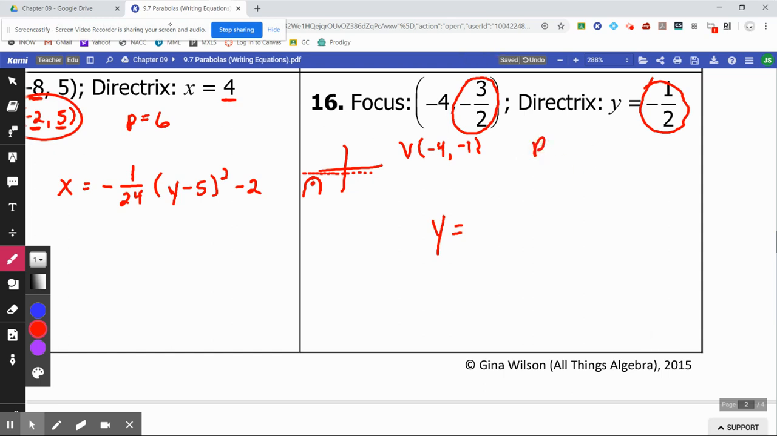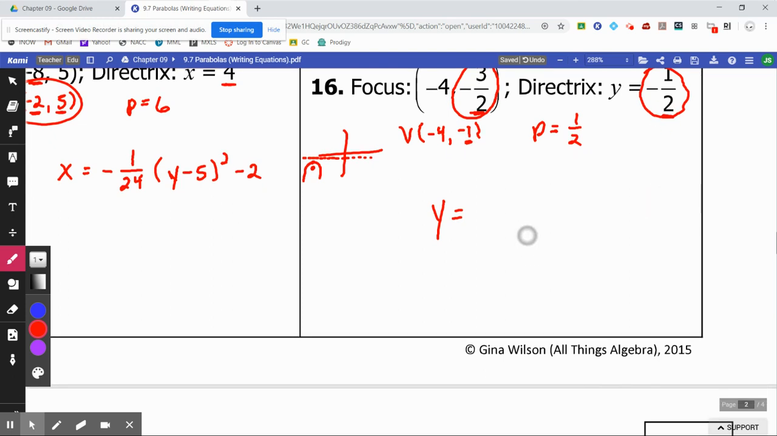Let's find our p-value next. Our p-value is the distance from this y value to this y value, either way, and that would be a distance of a half. It's a whole lot easier to look at these two y values. So the p-value is 1/2, so since it comes down, we can go ahead and put our negative on our 1/4p. 4 times p, 4 times 1/2 is equal to 2.